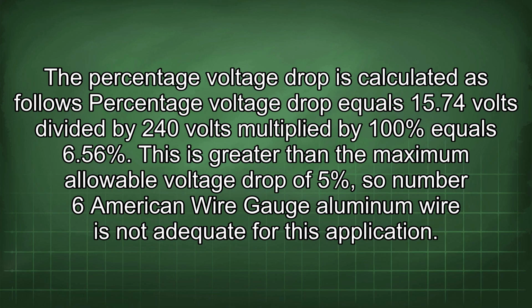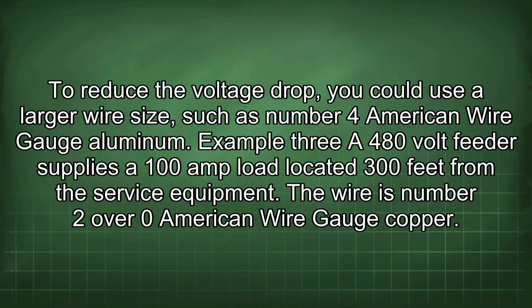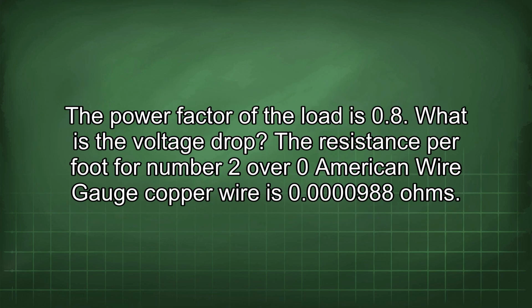This is greater than the maximum allowable voltage drop of 5%, so number 6 American wire gauge aluminum wire is not adequate for this application. To reduce the voltage drop, you could use a larger wire size such as number 4 American wire gauge aluminum. Example 3. A 480-volt feeder supplies a 100-amp load located 300 feet from the service equipment. The wire is number 2/0 American wire gauge copper. The power factor of the load is 0.8. What is the voltage drop?